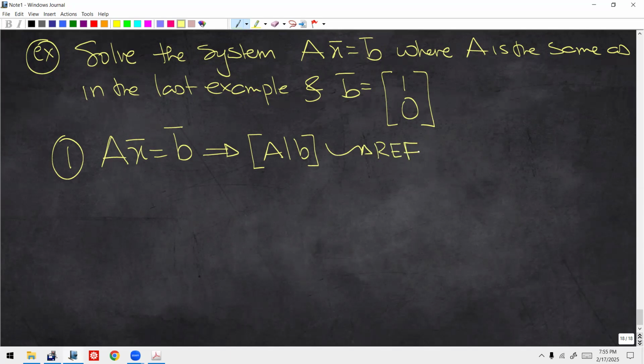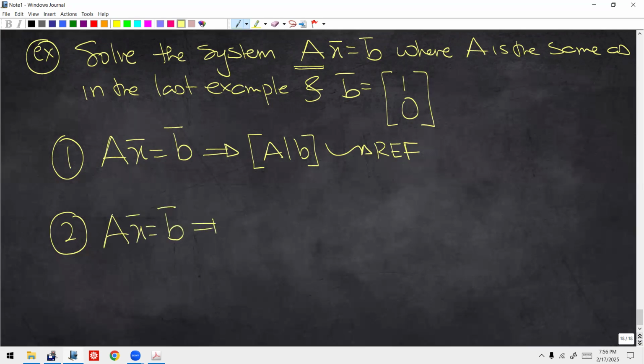But that's something we've been doing, so let's use the fact that from the previous example, we know A is invertible, and we actually found the inverse. If you recall from theorem 5, we know that if AX is equal to B, this implies that X is equal to A inverse B. That was theorem 5, okay? So let's use that fact.